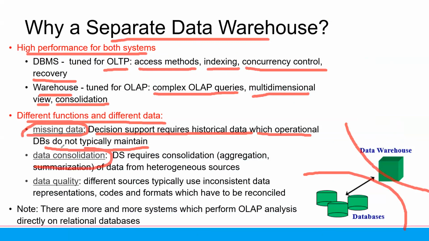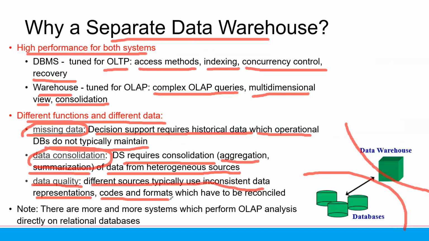The data consolidation requires consolidation like aggregation and summarization from heterogeneous sources. But for the operational, you do not need to do this consolidation. And for data quality, different sources typically use inconsistent data representation, or sometimes different formats and different codes that you need to reconcile. But in the transactional, you don't need to do that.